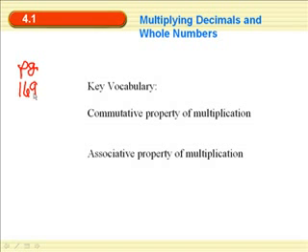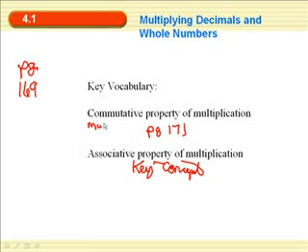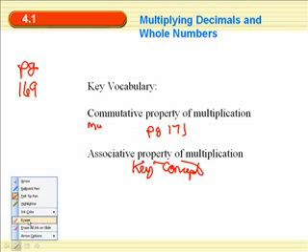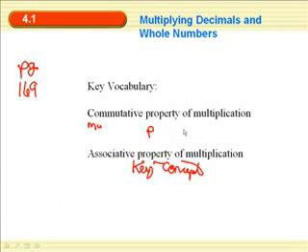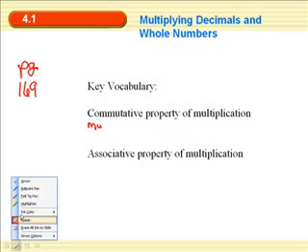And I want you to turn your book to page 171. On page 171, there is a key concept box that gives the examples for these, the associative property and the commutative property. Basically, the commutative property says you can multiply. Let me erase something here. This is your key concept right here.